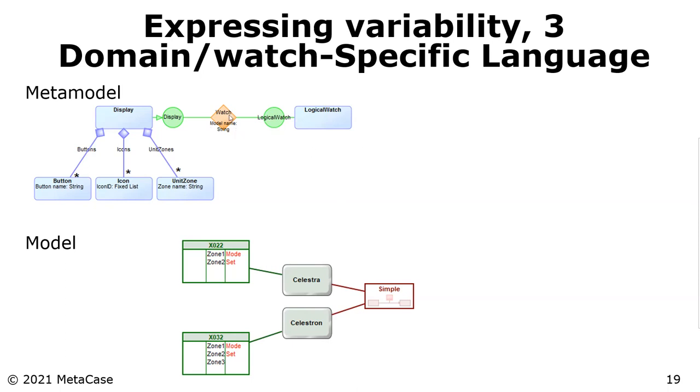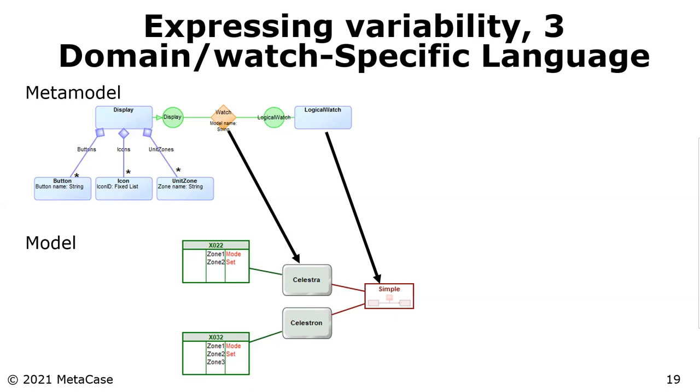So we say here that we have a watch which has a name like Celestra, Celestron, Ace, and so forth, and they contain the displays and logical watches. And the display itself contains a set of buttons, icons, and unit zones. So these are expressed over here. And then we also have a logical watch, since each model must also have some behavior that is expressed in this example.